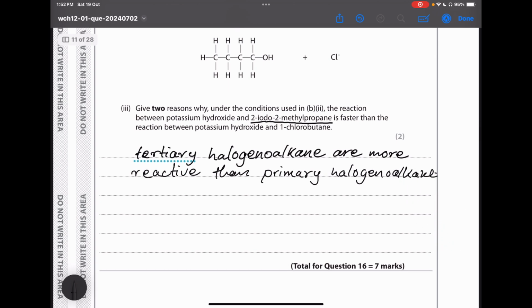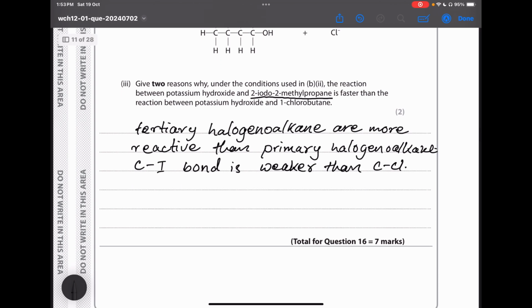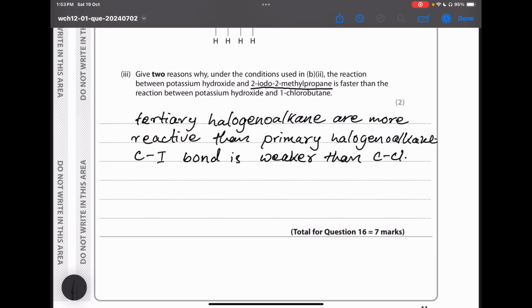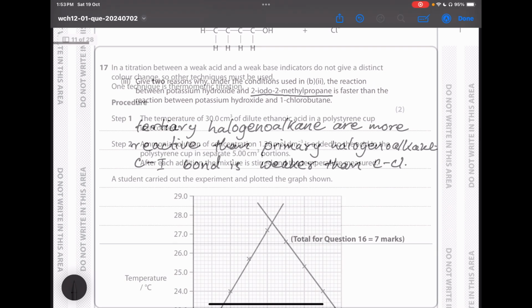And also you see over here, the C-Cl bond is going to be broken, and over here, the C-I bond is going to be broken. And according to the bond enthalpy, the C-I bond is weaker than C-Cl. That's why the 2-iodo-2-methylpropane is going to be much faster in chemical reaction compared to 1-chlorobutane.